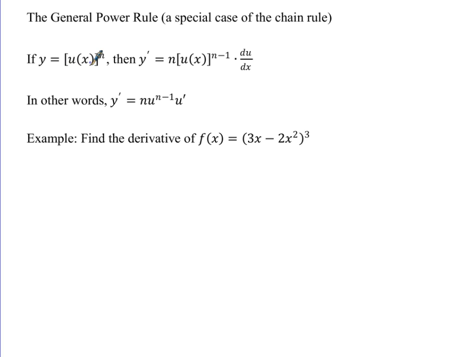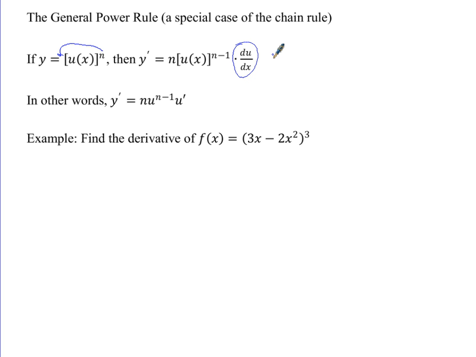If y equals some function in terms of u to the n, so some stuff to a power, then y prime equals, you can take the n and write it out front, times the original function inside, decay the exponent by 1, and then multiply on du over dx, meaning take the derivative of what's inside and tack it onto the end. That is the general power rule.